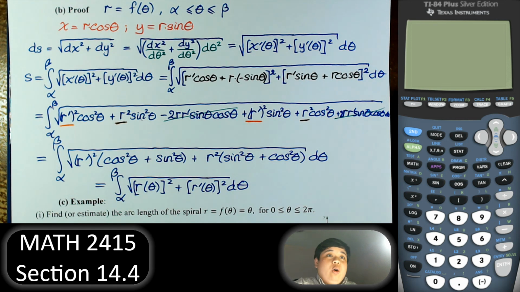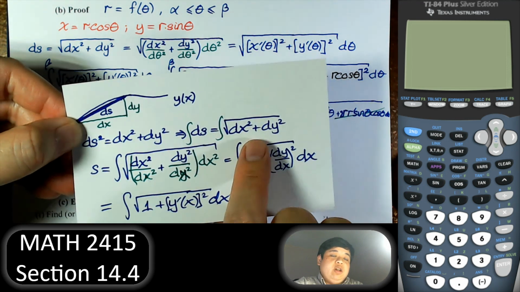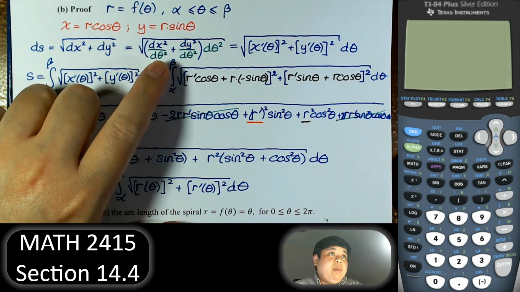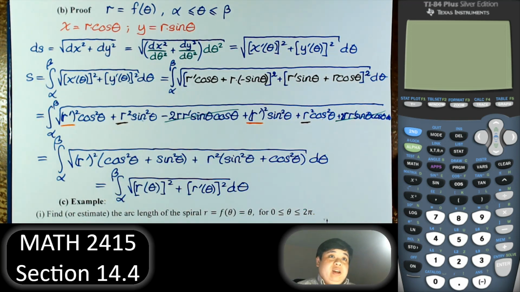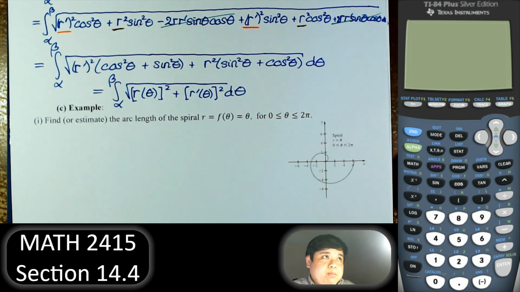So the point here is the derivation of the arc length. We start from the Pythagorean theorem and then divide by whatever we want to, and then multiply the same thing just to get to the formula that we want.